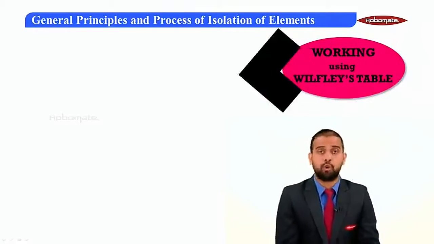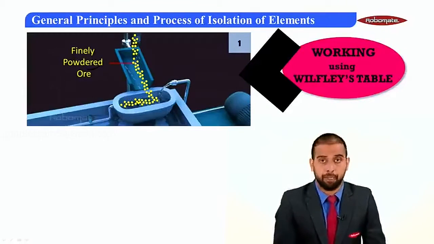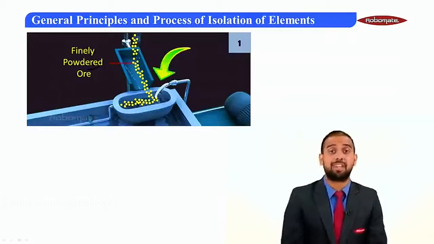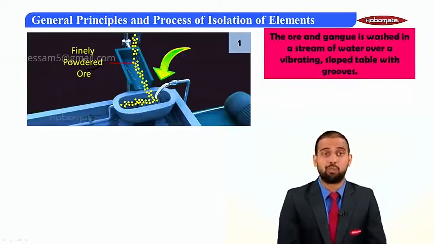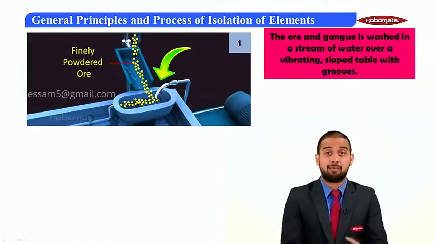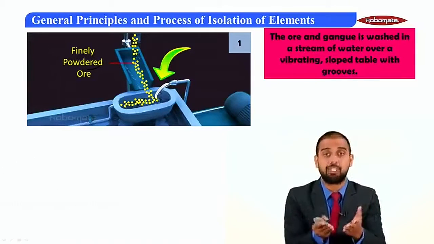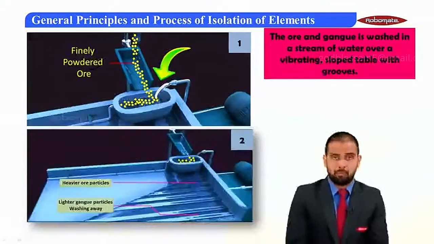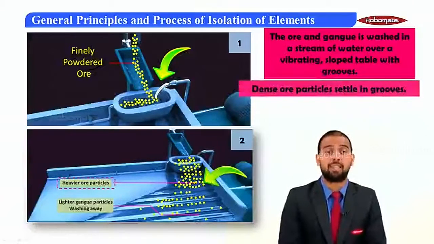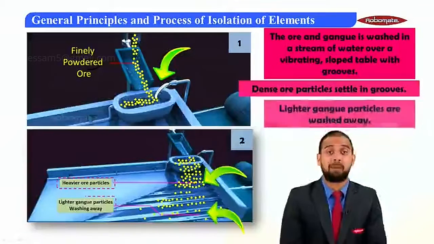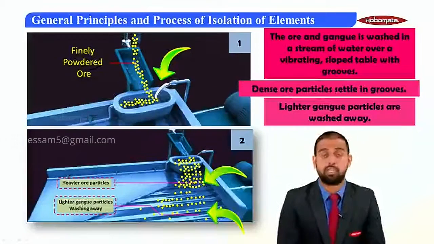The very first thing we do is take the powdered ore particles and put them in from the upper opening. Next, there should be a continuously running stream of water. The ore and gangue particles get washed with this running stream of water, and some of the gangue particles might settle between the grooves. The observation is clear: the heavier, dense ore particles settle in between the grooves, whereas the lighter gangue particles get washed away with the water. In this entire process, there should be a continuous flow of water. That is what we need to remember.